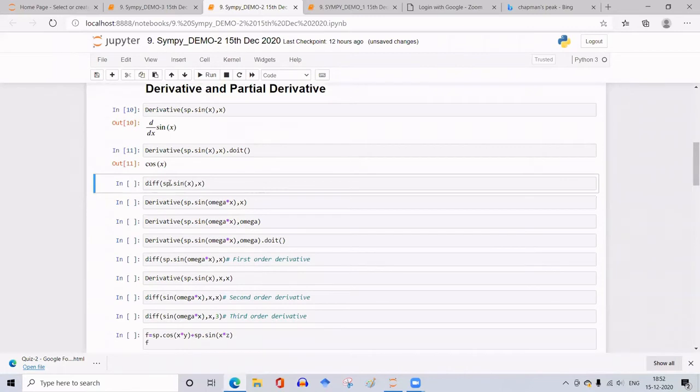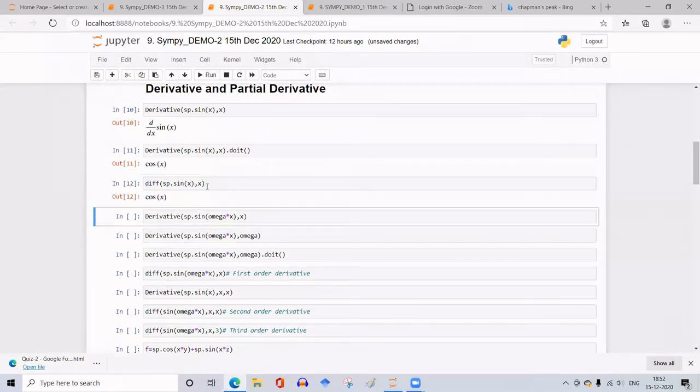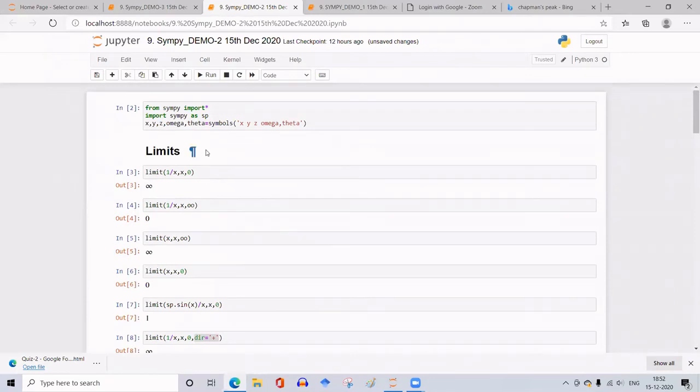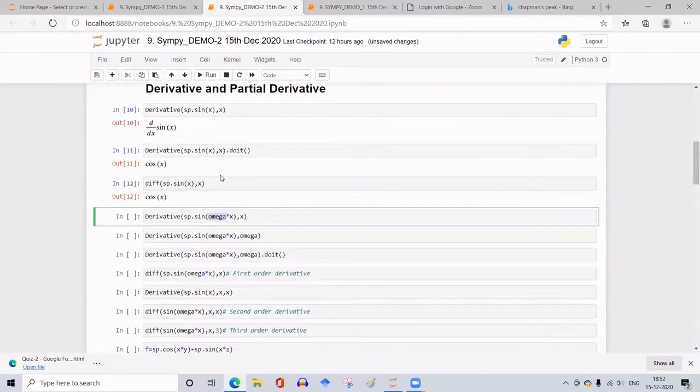Cos x. Okay. So this two-step process I can reduce. Suppose you are not interested in typing this every time and you just want the result. You skip Derivative and just give diff, then sp.sin(x), x. This will evaluate the derivative of sin x with respect to x and give you the answer directly. Next, instead of simply sin x, let me take sine of omega into x. Omega I have already defined as a symbol in the beginning.